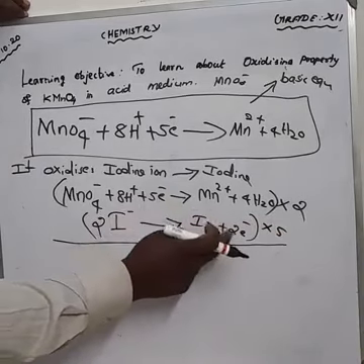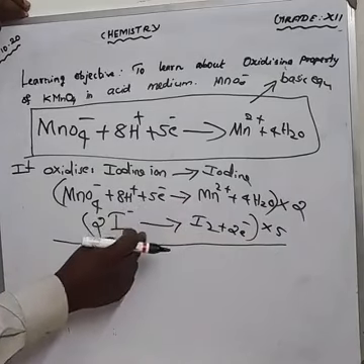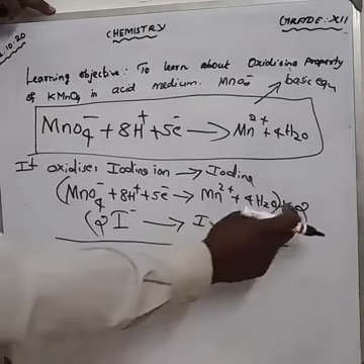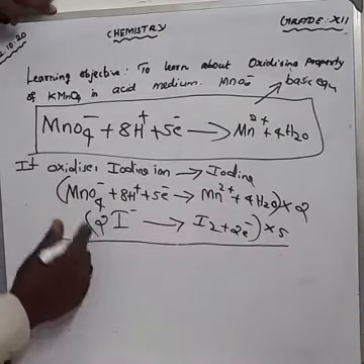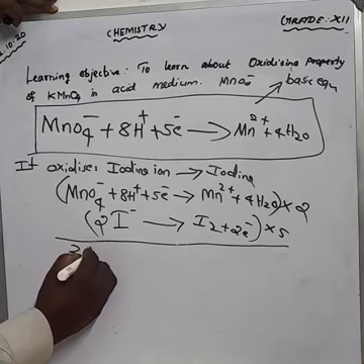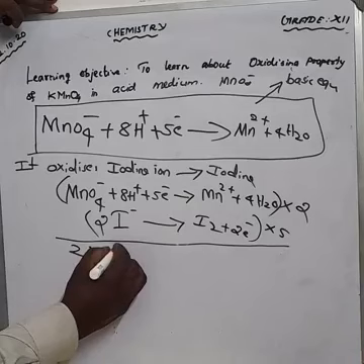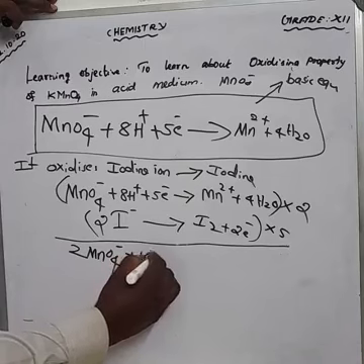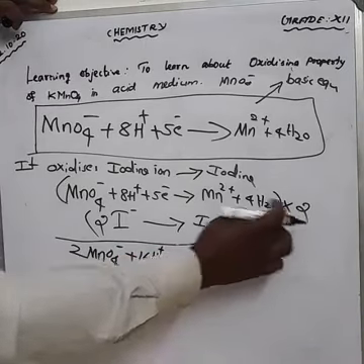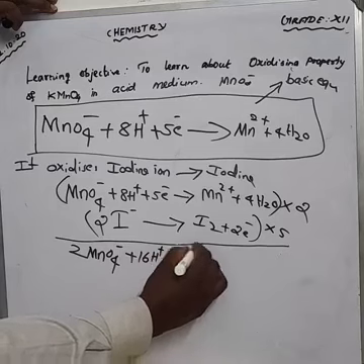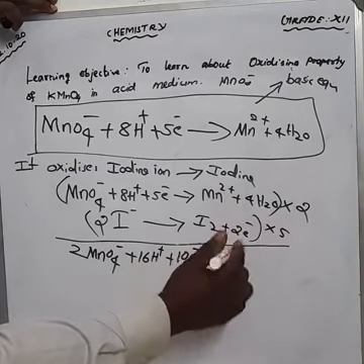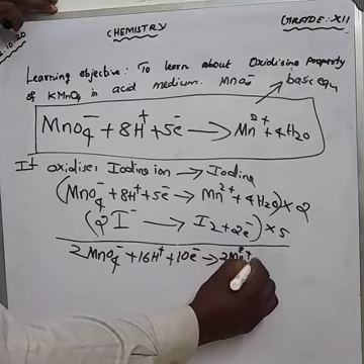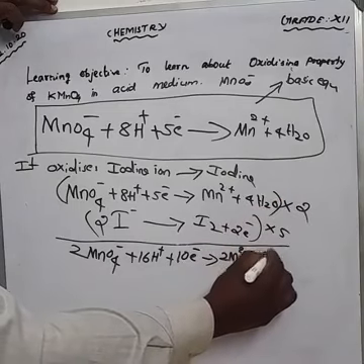The first one is multiplied by 2, then the second equation is multiplied by 5. So we should write 2 into MnO4 minus, 2 MnO4 minus plus 2 into 8, 16H plus, plus 2 into 5, 10 electrons gives 2 Mn2 plus plus 2 into 4, 8 molecules of H2O.